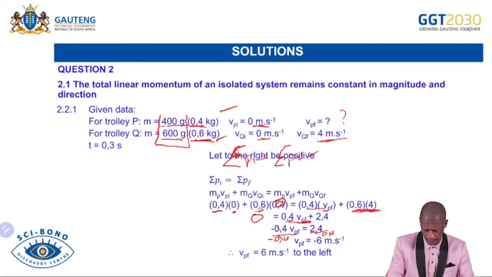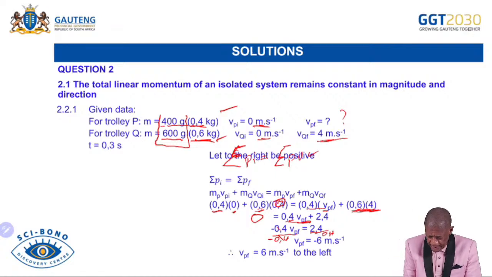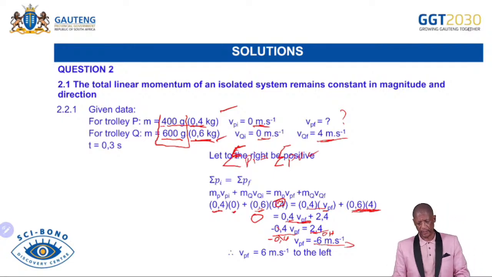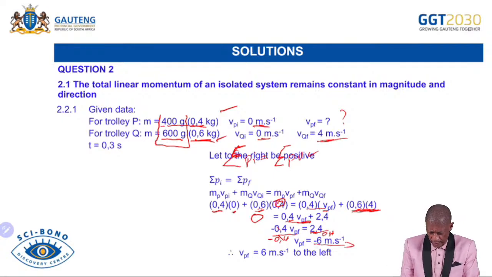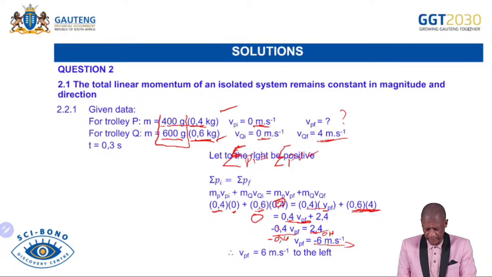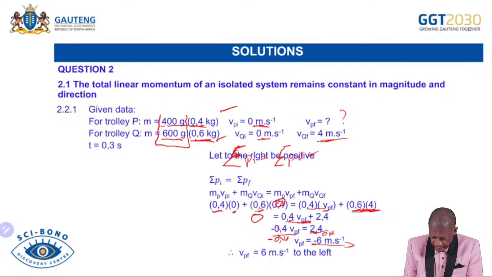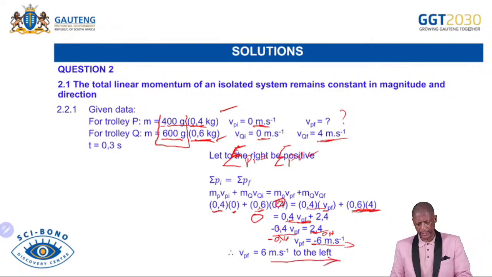Now, if we go to our calculator, we say 2.4 divided by 0.4. Then what does it give us? It gives us 6. But it's minus 6, remember, because we divided by minus. It gives us minus 6. Then what does it tell you? It tells you that this one will be moving in the left direction, because of this minus.